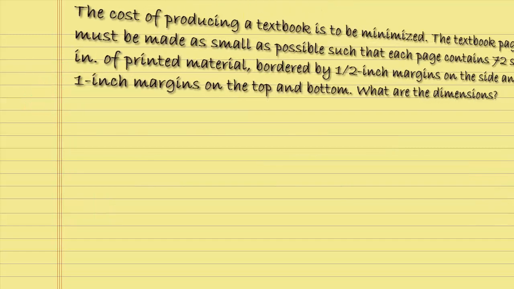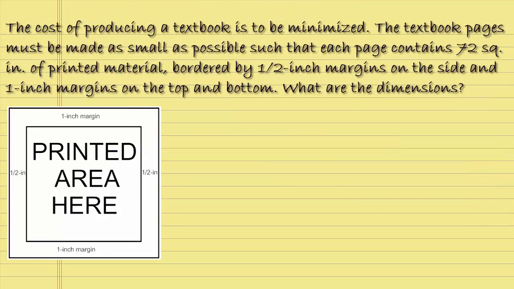For example, suppose the math department wants to produce a textbook for a new math course. Each page must have 72 square inches of printed material and must be bordered by half-inch margins on each side and 1-inch margins on the top and bottom, as in the diagram. To minimize costs, we need the pages to be made as small as possible. What are the dimensions of the page that satisfy the requirements?